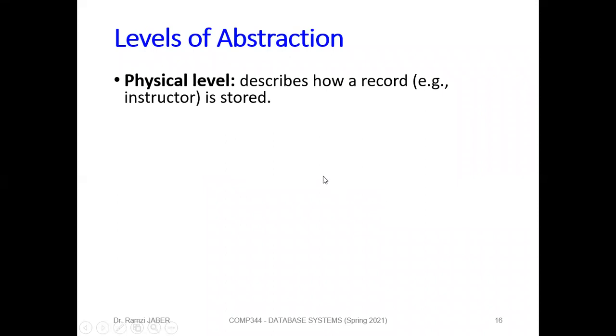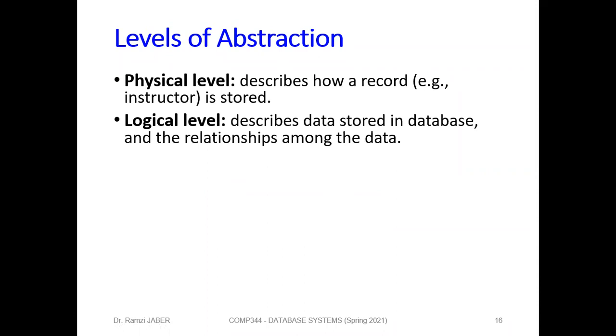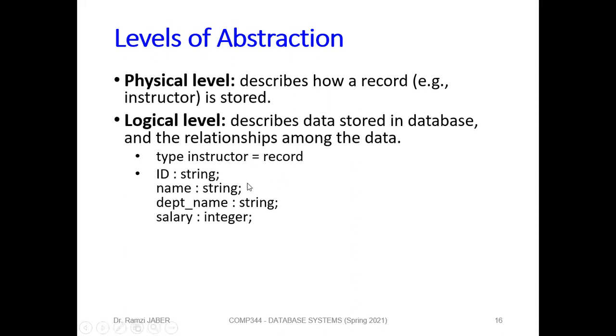In the levels of abstraction, the physical level describes how a record, for example in the same table, is stored. The logical level describes the data stored in the database and the relationships among the data. We'll see how in an example. Type instructor equals record: ID, the type is a string; name, the type is a string; department name, also a string; salary is an integer. So this is the logical level.